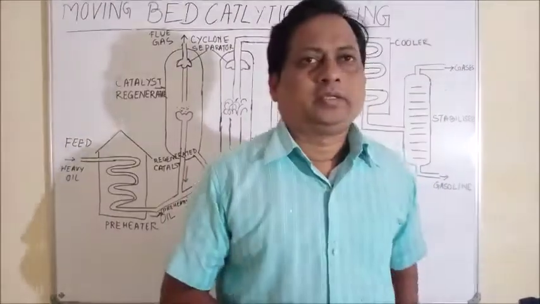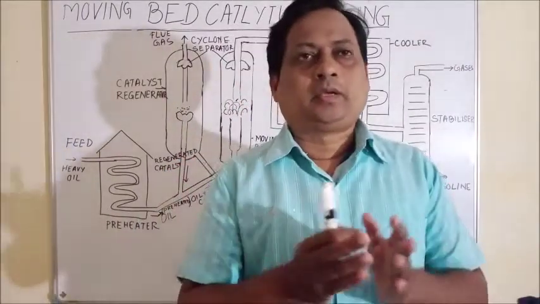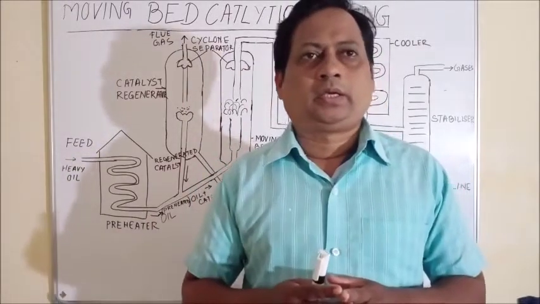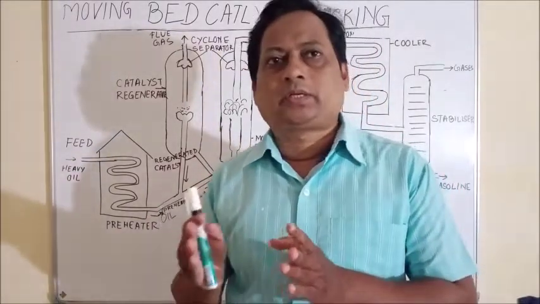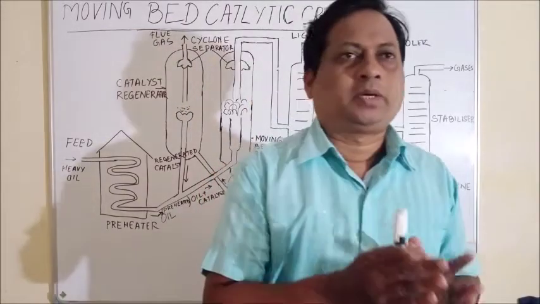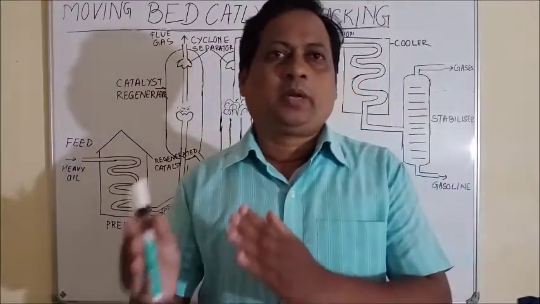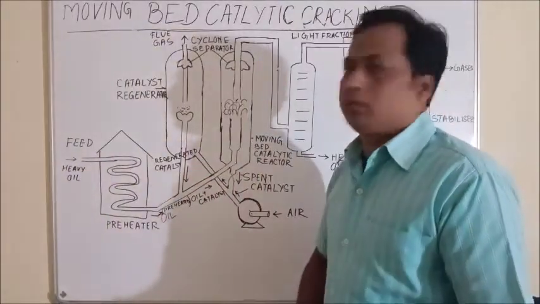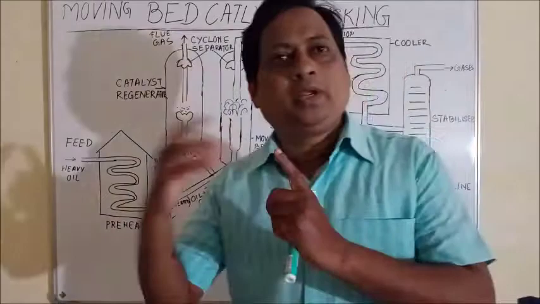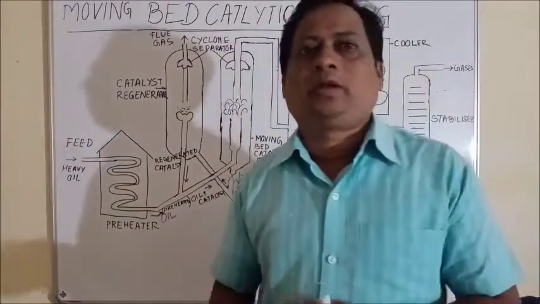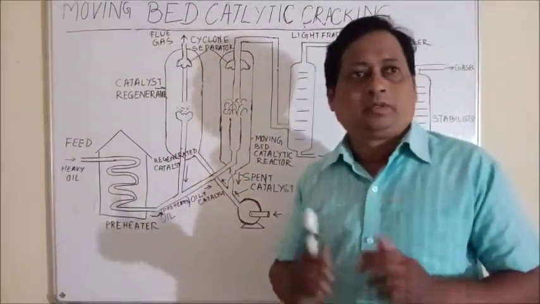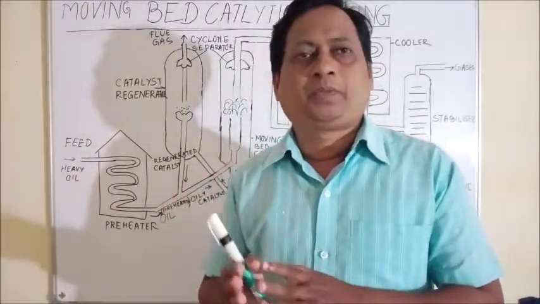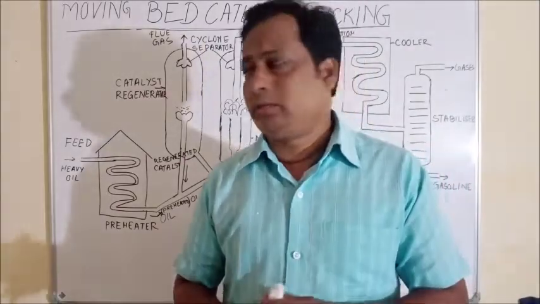Now, there are two types of cracking: liquid phase catalytic cracking and vapor phase catalytic cracking. In vapor phase catalytic cracking there are two types: fixed bed catalytic cracking and moving bed catalytic cracking. In moving bed catalytic cracking, we use a moving bed for catalytic cracking. When any catalyst is used for cracking, it is called catalytic cracking.